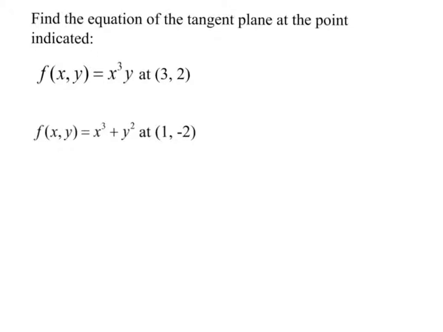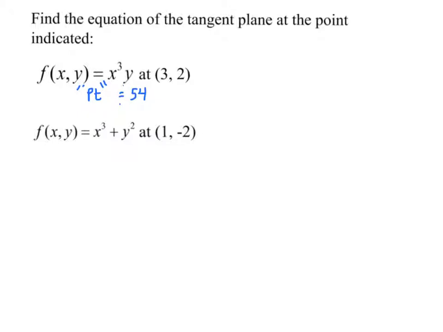So, first of all, remember we need a point. So we plug 3, 2 into this, and 3 cubed times 2 would be 54. So I'm just going to put equals 54. So we've got 3, 2, and 54.